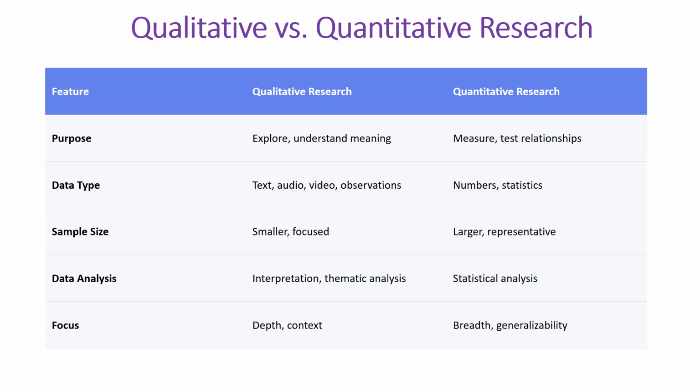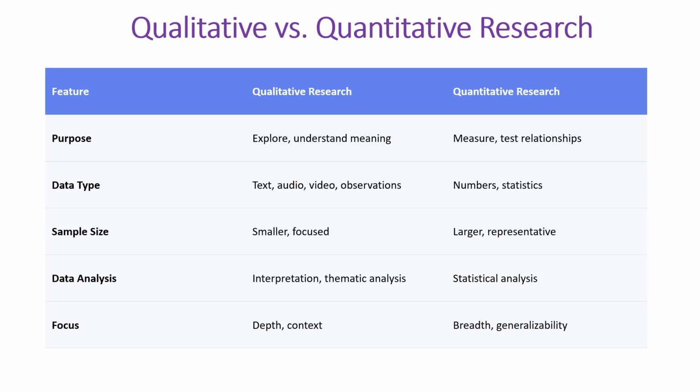Sample size. Qualitative studies usually involve smaller, more focused samples. For example, an evaluation team might interview 20 teachers in a district to understand teaching challenges. Quantitative studies, however, require larger and more representative samples. For instance, a national household survey on education may include thousands of households to ensure findings can be generalized to the entire population.